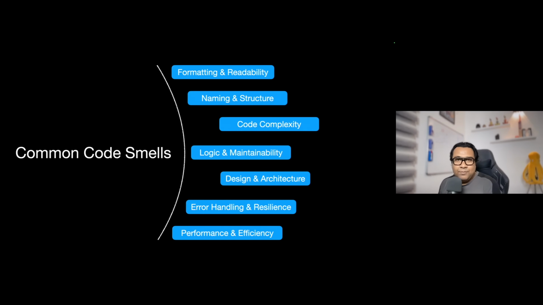For example, if you're from a React background, you know how crucial re-rendering is. You might have blocking loops, expensive DOM operations, all this kind of thing comes under performance and efficiency. So these are the 7 categories: formatting and readability, naming and structure, code complexity, logic and maintainability, design and architecture, error handling and resilience, performance and efficiency. These are the buckets where you can fit most common code smells. Now, let us take a look into each of them one by one.